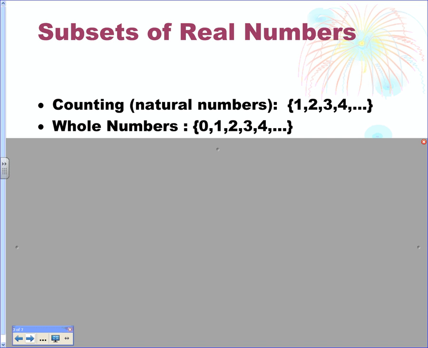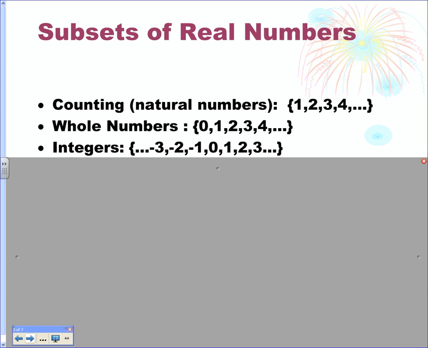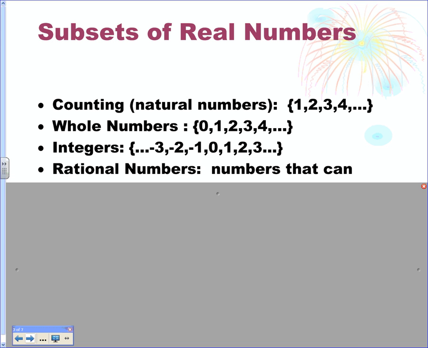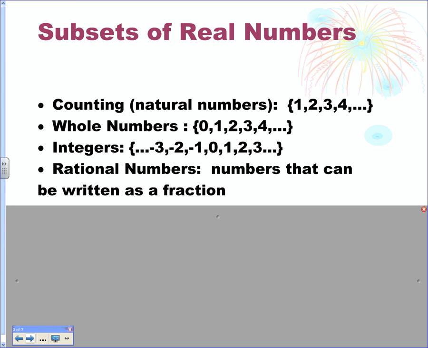When you count, do you include 0? No, but it is a whole number. What would be the next set of numbers? Integers, which include what? Negatives and the whole numbers. So negative numbers, 0, and all positive numbers. What comes next? Rational. Numbers that can be written as fractions.